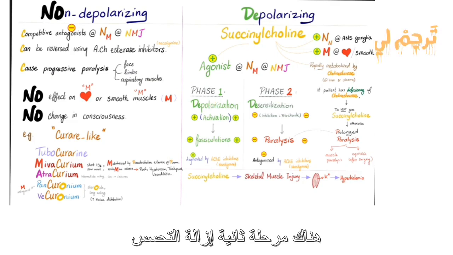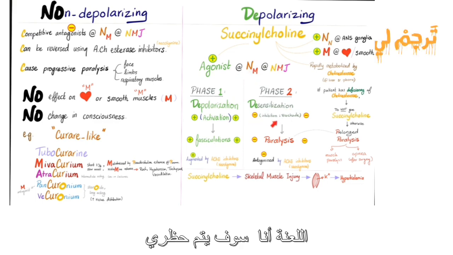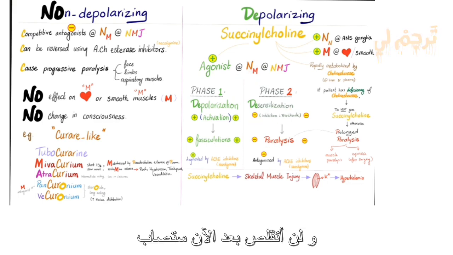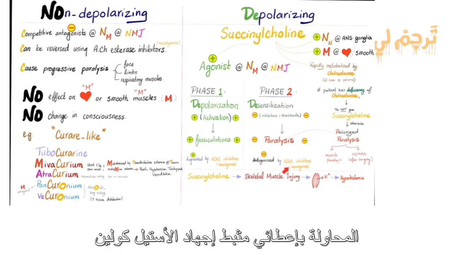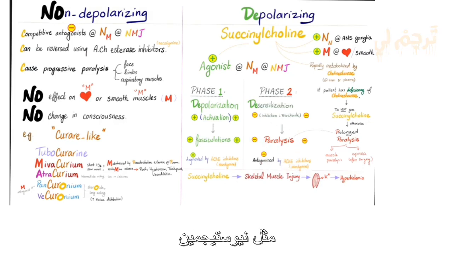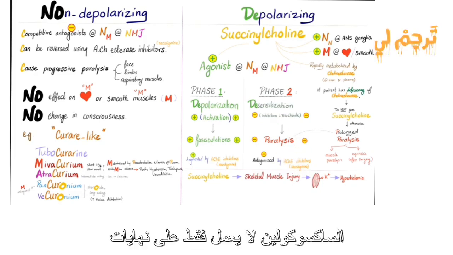But wait, there is phase 2. Desensitization. The receptor will get sick and tired of being sick and tired. You know what? Screw it. I'm gonna get blocked. I'm not gonna contract anymore. You will end up with paralysis. Can you antagonize the paralysis? You can try by giving me acetylcholinesterase inhibitors such as neostigmine. But please don't wait until it's too late.